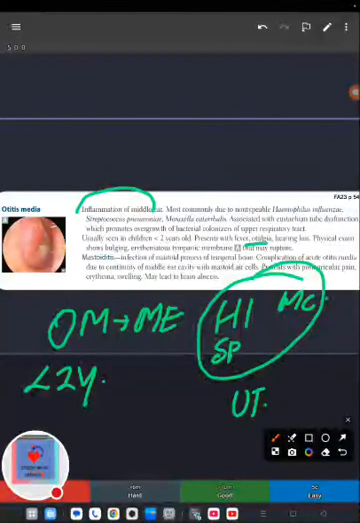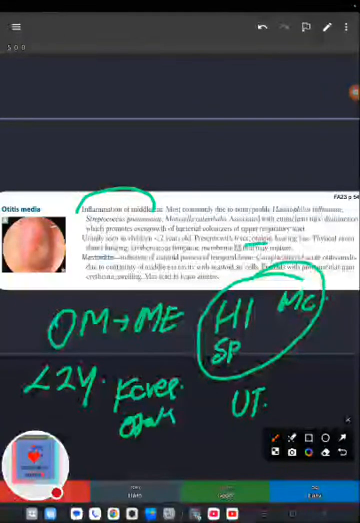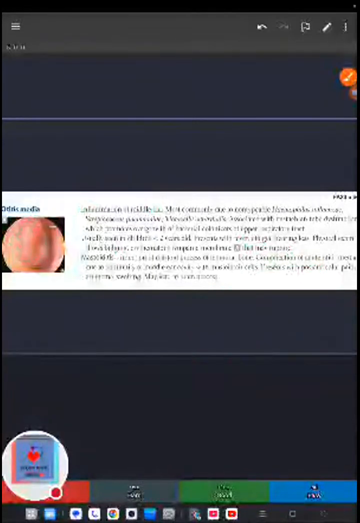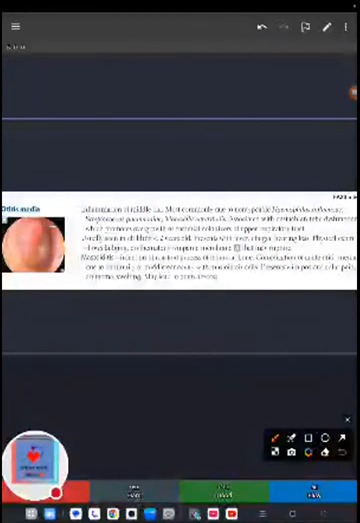It presents with infection, right? So there will be fever, there will be ear pain, otalgia, there will be hearing loss. Physical exam shows a bulging, erythematous tympanic membrane that may rupture. So this is not good, okay? It is rupturing. Mastoiditis, infection of the mastoid process of the temporal bone. Mastoiditis is a complication of otitis media.